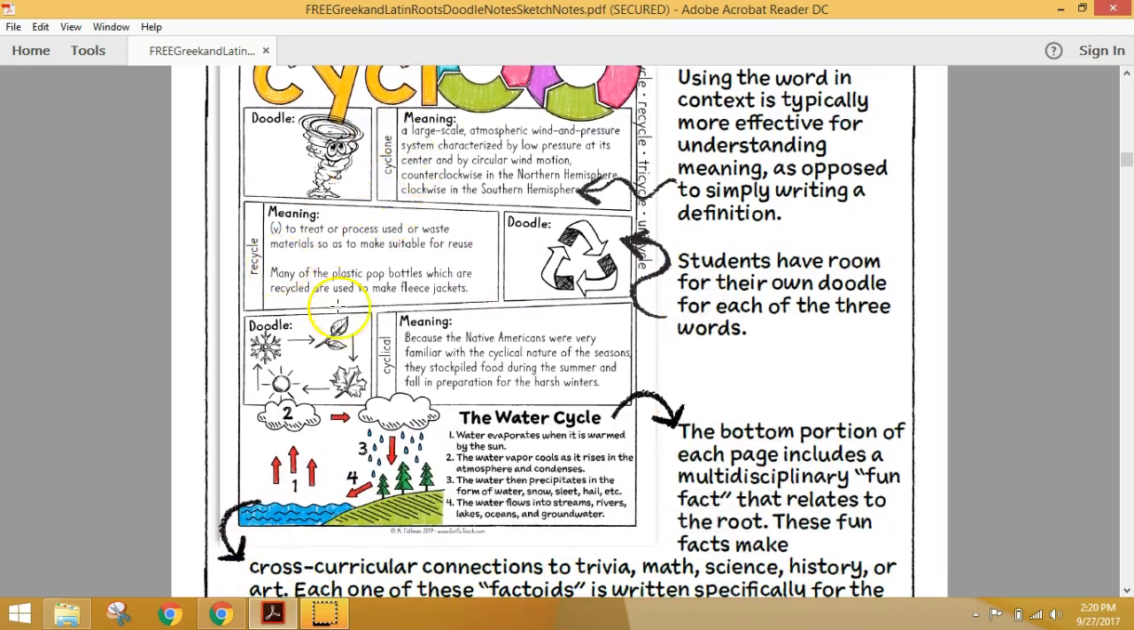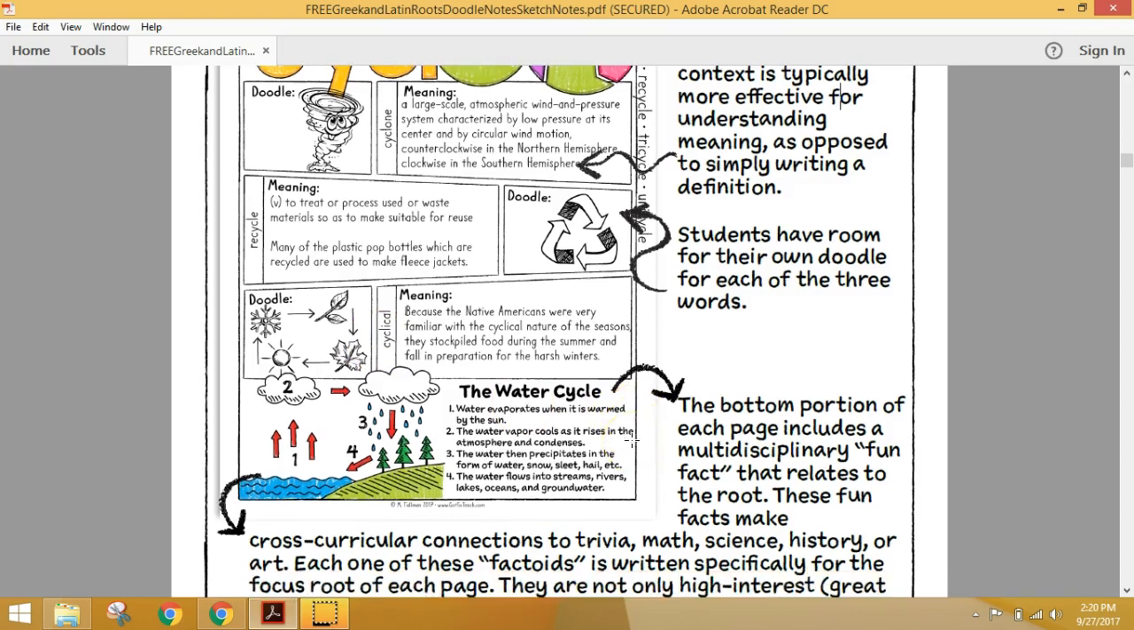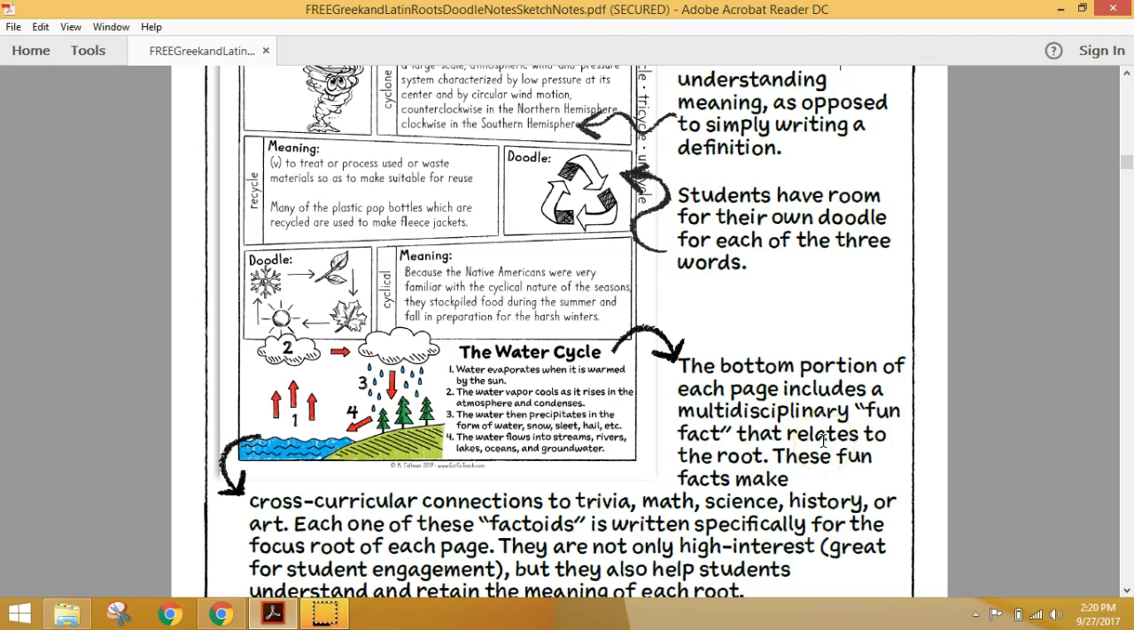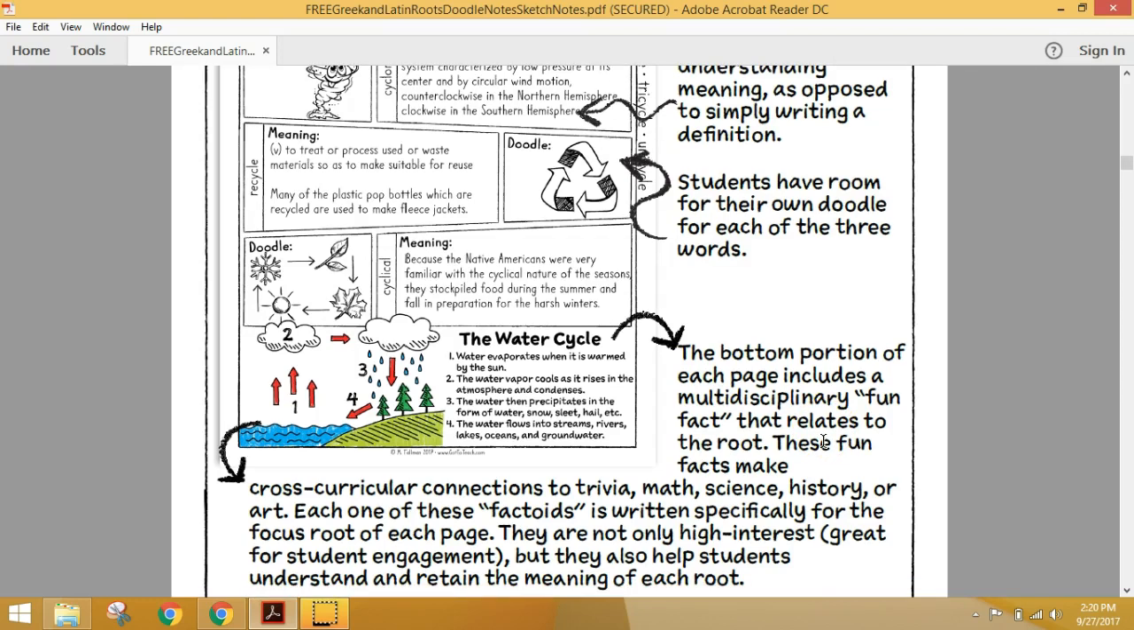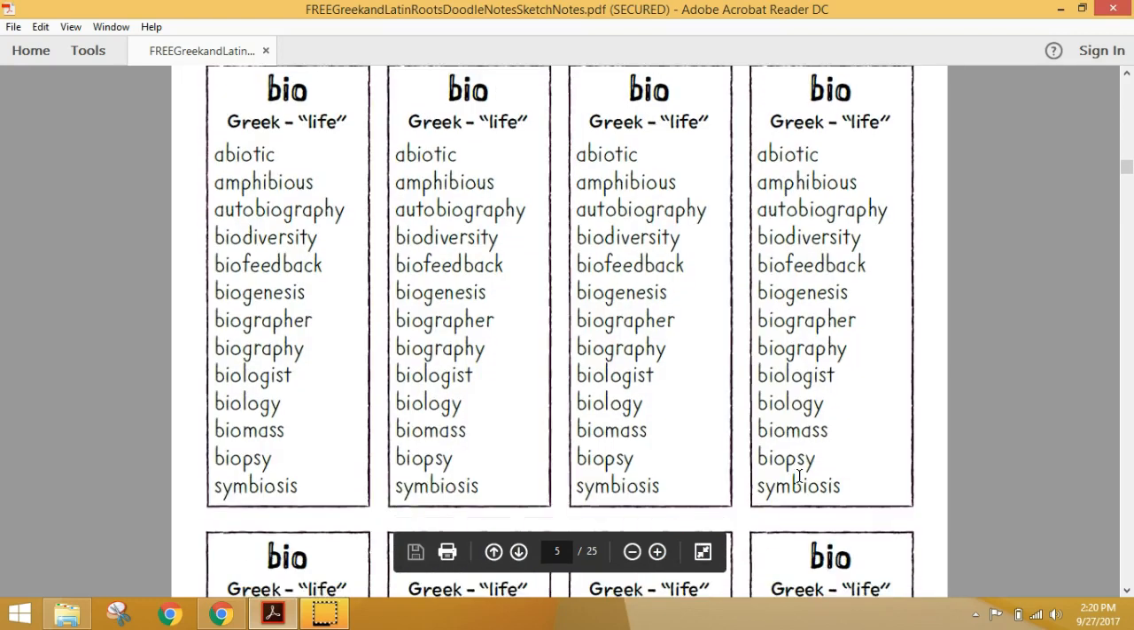You will do 3 different words here, and then at the bottom of each page, the bottom portion of each page includes a multidisciplinary fun fact that relates to the root. These fun facts make cross-curricular connections to trivia, math, science, history, or art. Each one of these factoids is written specifically for the focus root of each page. They are not only high interest, great for student engagement, but they also help students understand and retain the meaning of each root. So at this point, we just want you to read the fun fact and enjoy it because it's so fun. Then you would move on to your next one.